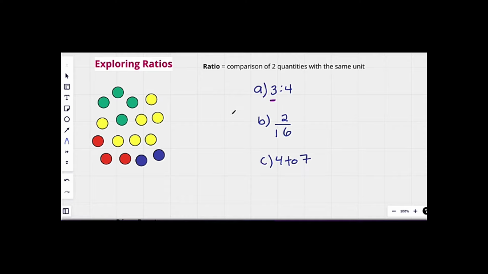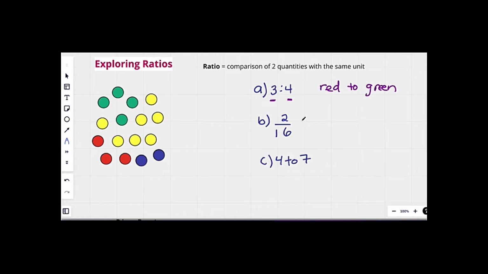Okay. What about the 4? What do we have 4 of? Oh, we've got the greens. So this ratio represents red to green, because we have 3 reds and 4 greens.